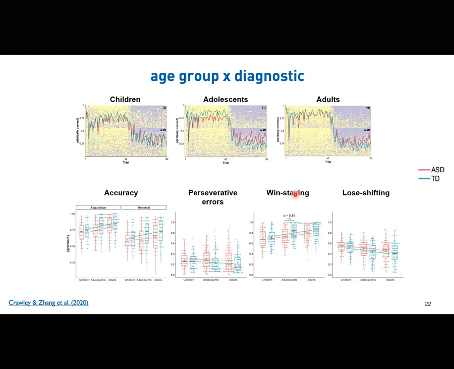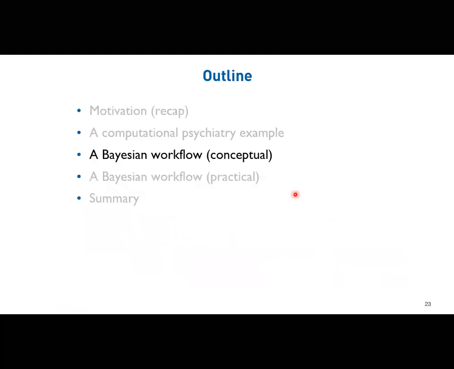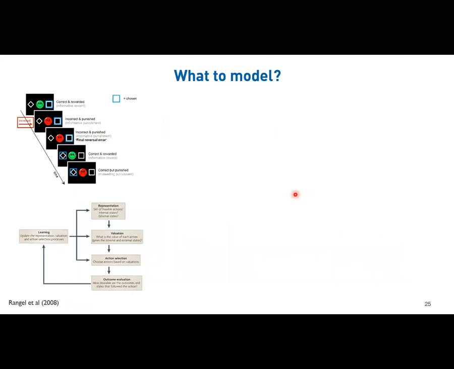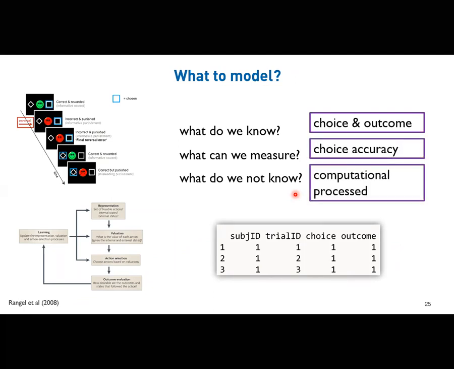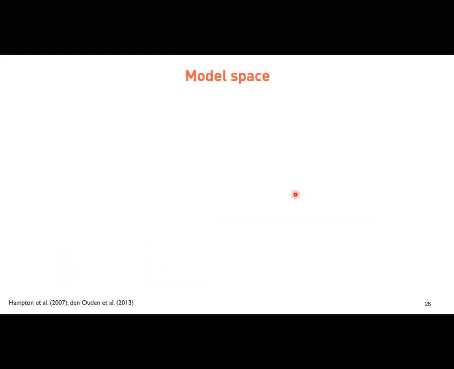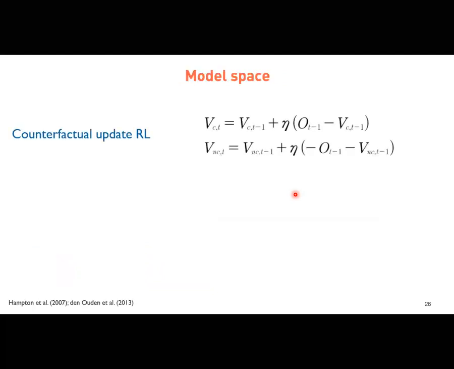So what we can do is fit a computational model. I will go back to this later. This basically goes back to our lectures. What do we know? We know the choice and outcome. We know what they choose, left or right, and we know what they get, positive or negative. We can measure the accuracy, and we want to know the computational process. And this goes back to our modeling procedure.